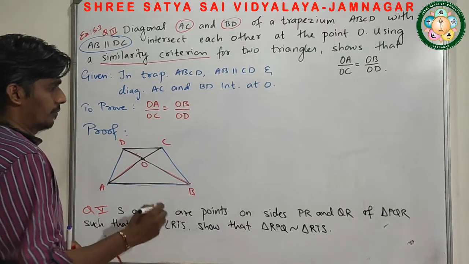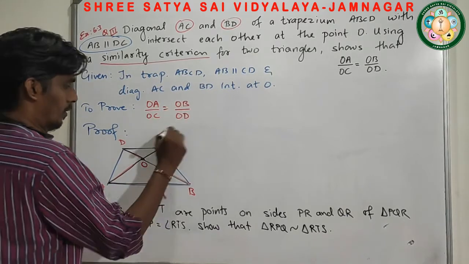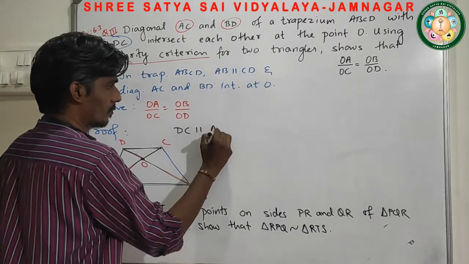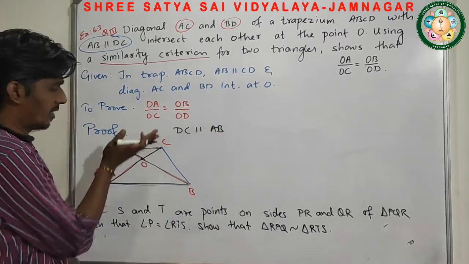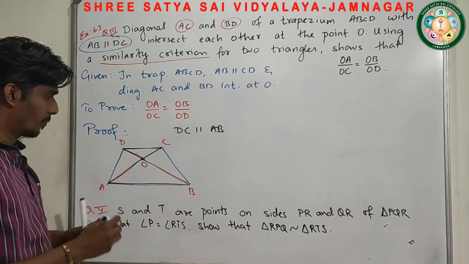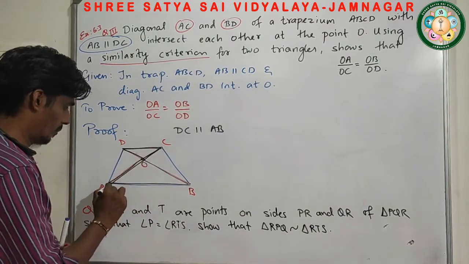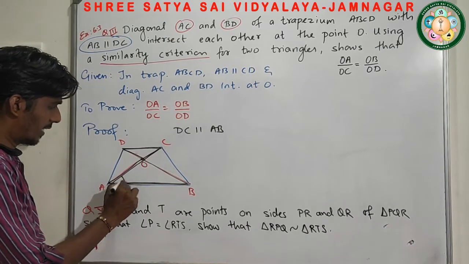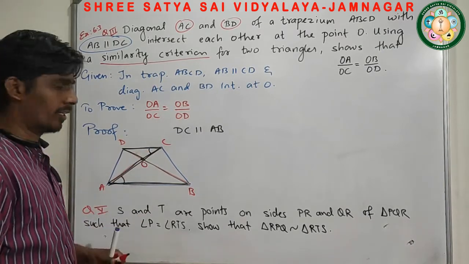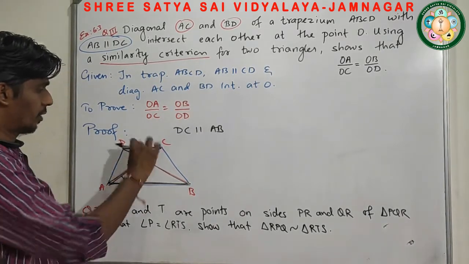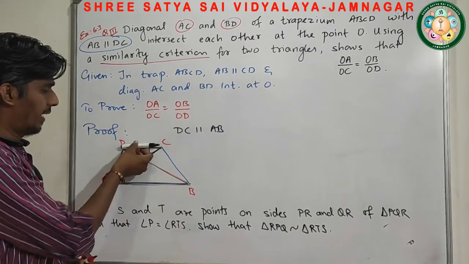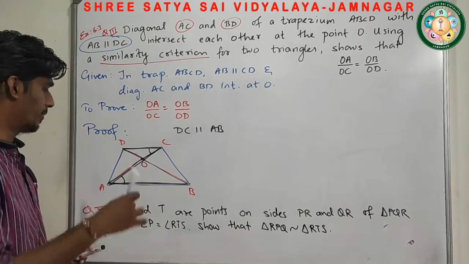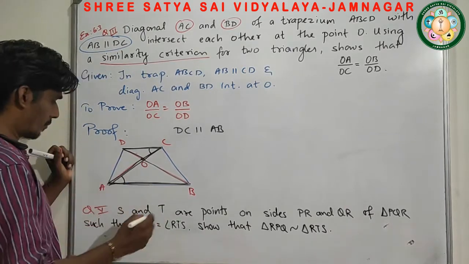So first of all, here this DC is parallel to AB. If this DC is parallel to AB, I can say that it forms a Z over here, and if it is forming a Z, I can say that this angle and this angle are equal by alternate pair of angles because they are lying between two parallel lines DC and AB. So which two angles are there? Let's add that first.